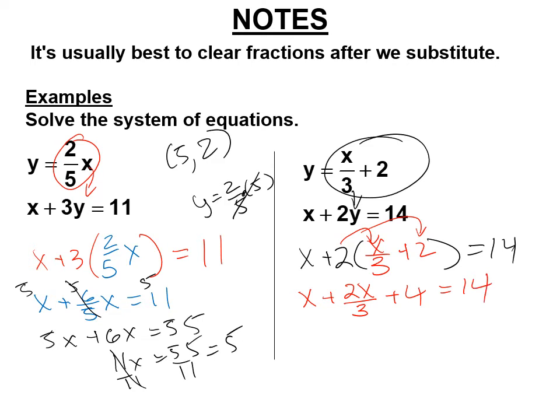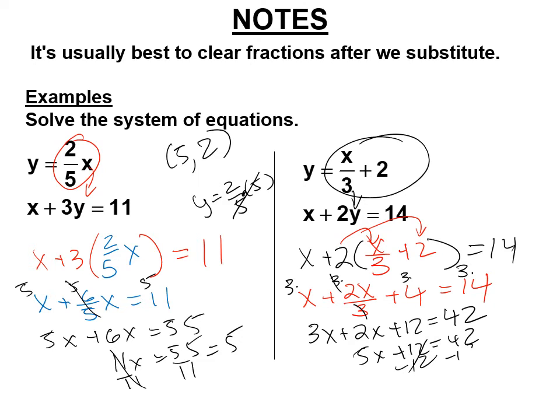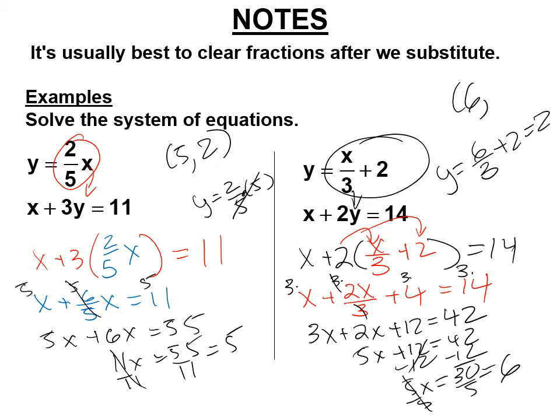Equals that. I'm going to get rid of that 3, although I could also combine like terms. So I'm going to multiply everything by 3, both entire sides. Those cancel, and we get 3x plus 2x plus 12 equals, 3 times 14 is 42. 5x plus 12 equals 42. Subtract 12. 5x equals 30. Divide by 5. x equals 6. So the x coordinate is 6. Let's put it in the top one. And that is 6 divided by 3 is 2, plus 2 is 4. It's 6, 2, where the two lines intersect.